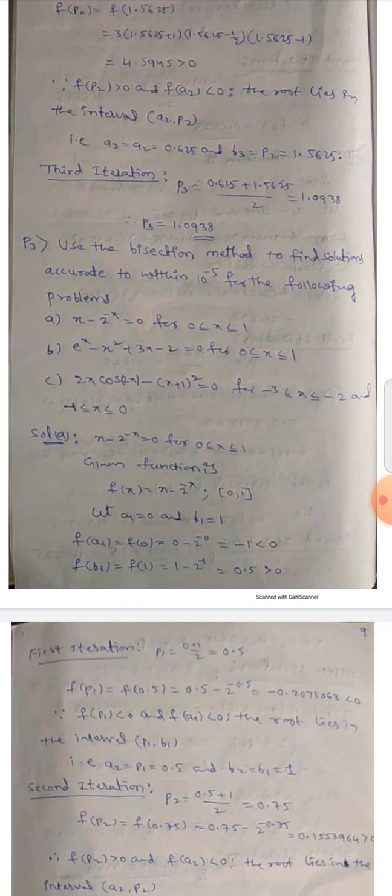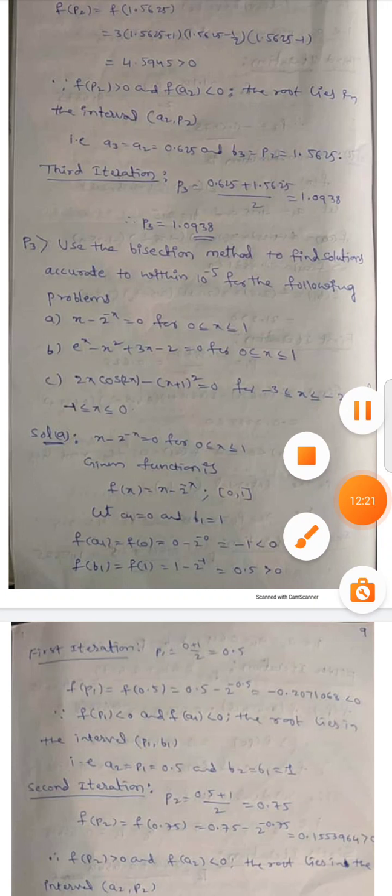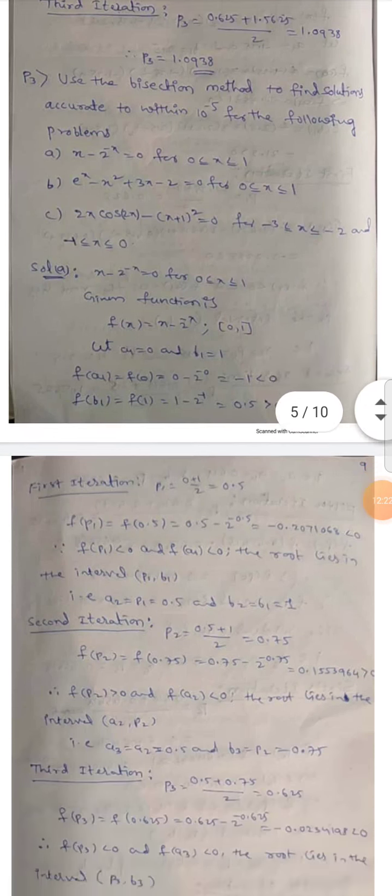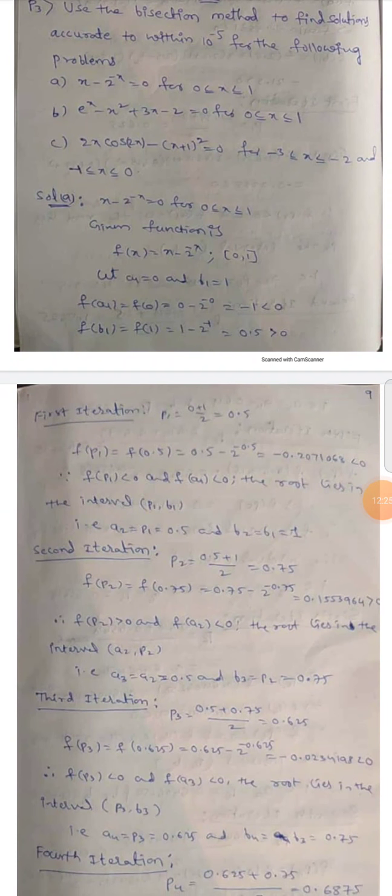For 0 less than or equals to x less than or equals to 1. C) 2x cos 2x minus x plus 1 whole square is equal to 0. For minus 3 less than or equals to x less than or equals to minus 2 and minus 1 less than or equals to x less than or equals to 0. Okay. Solution A.